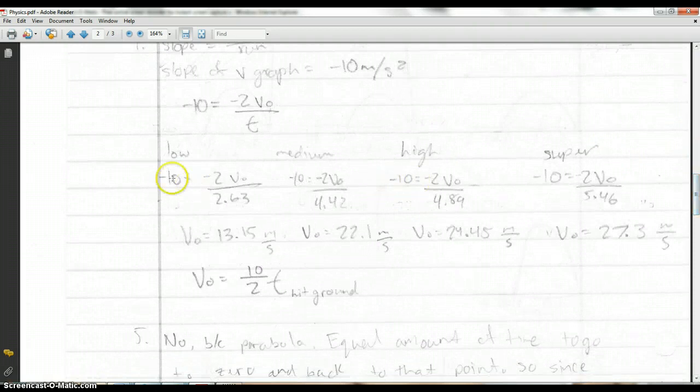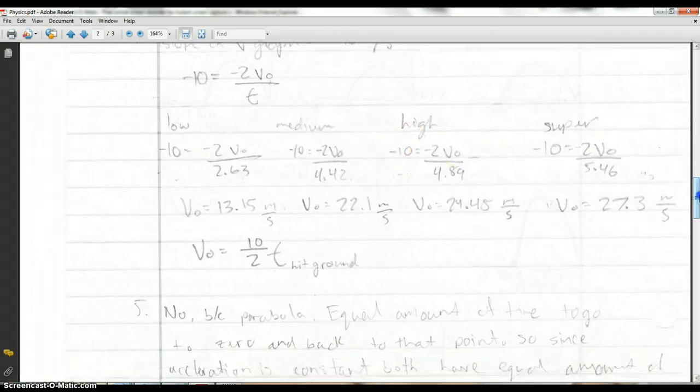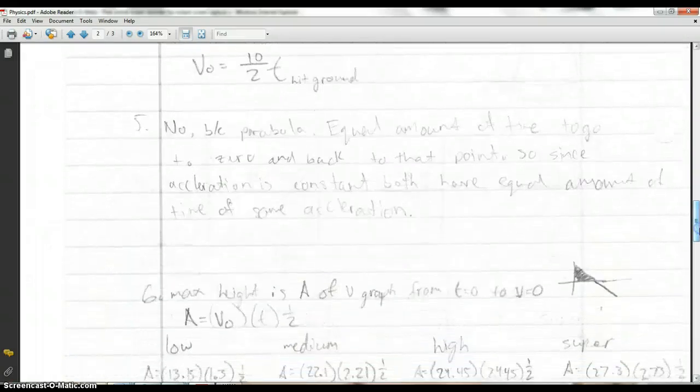So I plugged in that equation for all of them using the t I got when it hit the ground, and found all the initial velocities. Now number 5 asks, is the speed when the rocket was launched different from the speed just before the rocket hits the ground? Explain your logic.